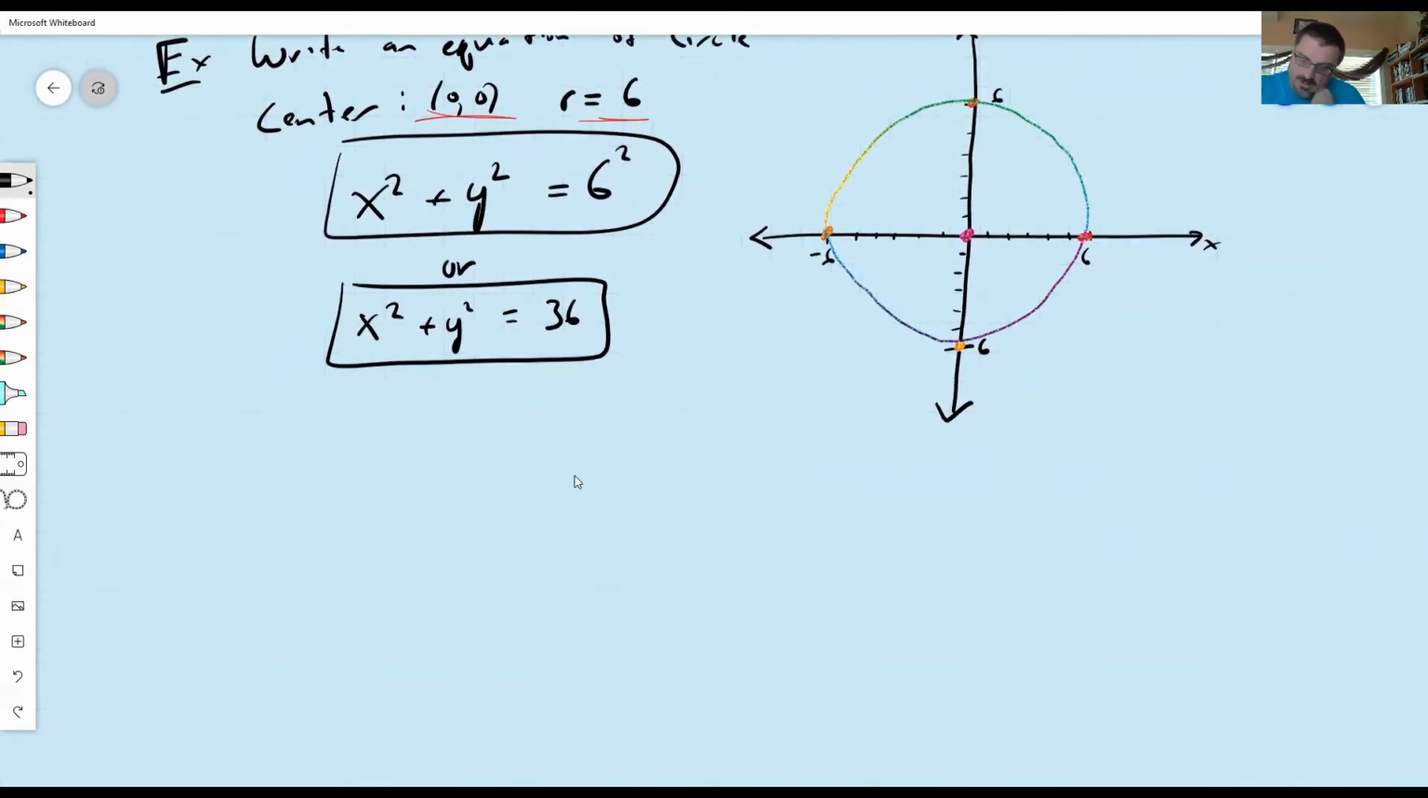All right, let's do another example here. So how about a center of (minus 1, 2) and a radius of 5.